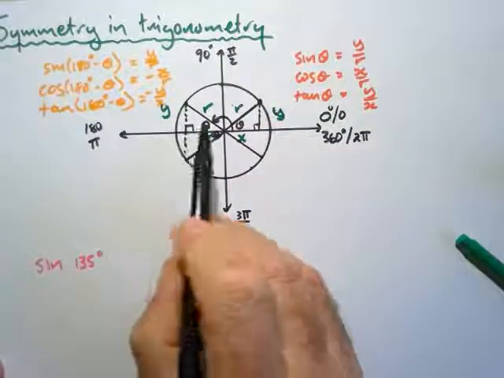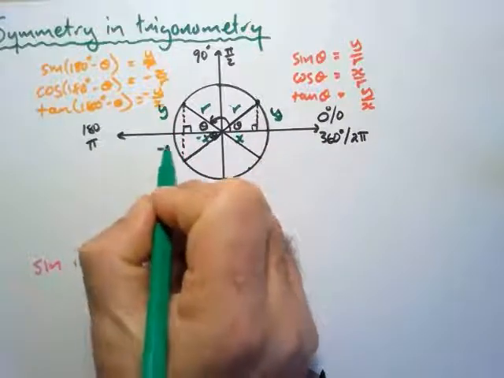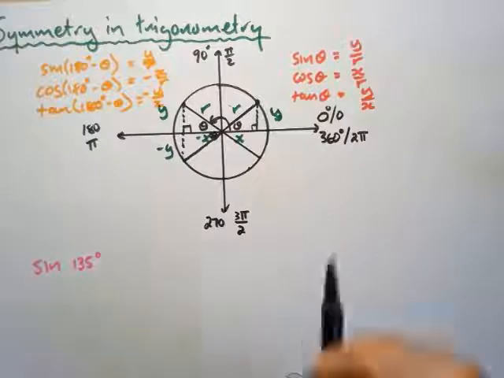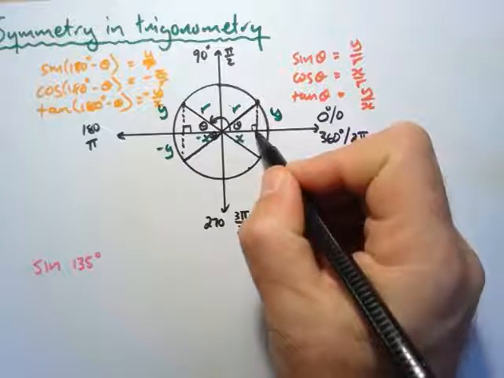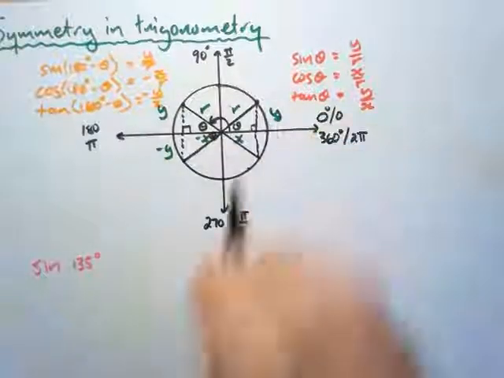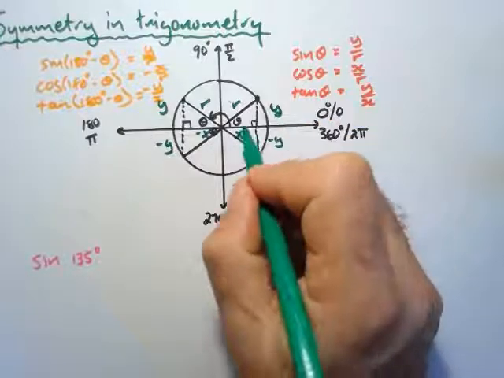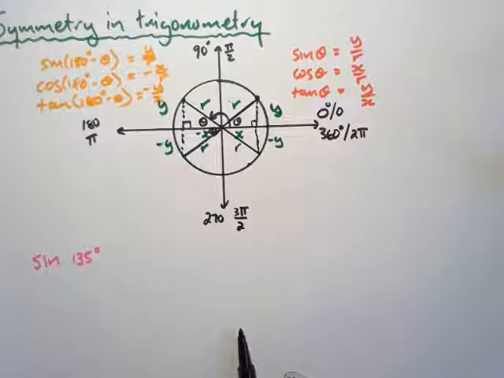That minus x will be the same distance. This will be exactly the same distance as that, but it will be negative because it's my negative quadrant. And if I go past that point, the same thing will happen. This will be the same as that, minus y. That will still be x, and my radius is always positive.